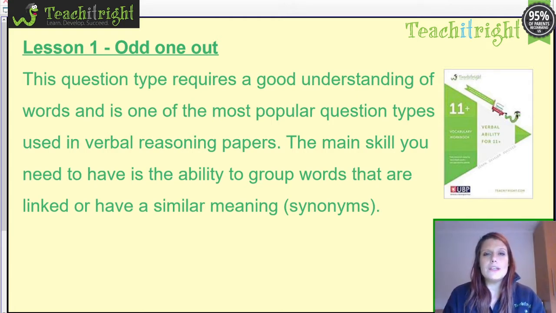Question types. Now, these question types require a good understanding of vocabulary in general. It's one of the most popular question types used in the verbal reasoning papers, and the main skill here is the ability to group words that are linked or have a similar meaning, and these are called synonyms.